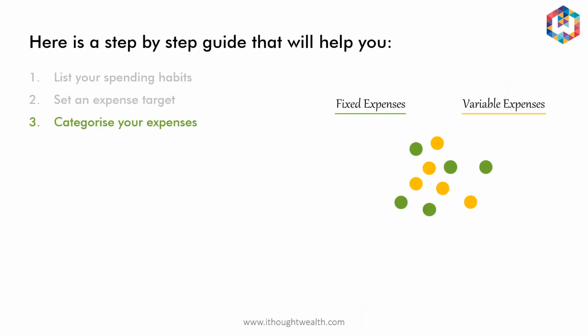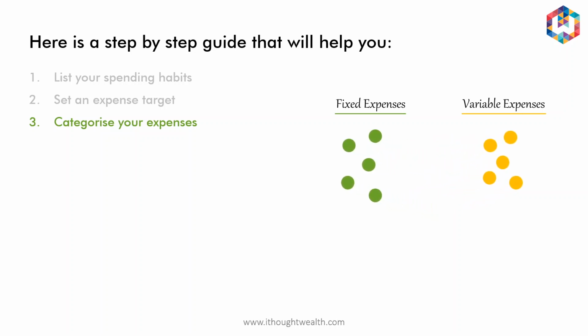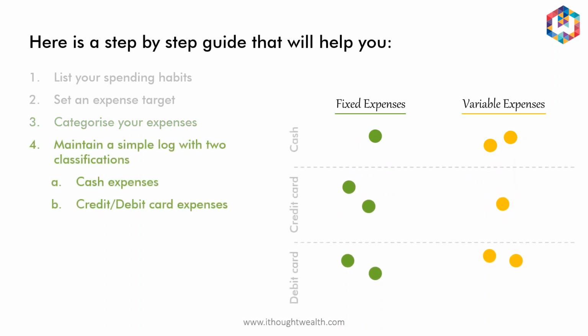Categorize your expenses as fixed and variable expenses. You can follow a simple tip while categorizing your fixed and variable expenses. Assume fixed expenses are only your needs and variable expenses as your wants. Maintain a simple log with two classifications: cash expenses log, and credit and debit card expenses log. Note down every single cash or credit or debit card expense you make at the end of the day.